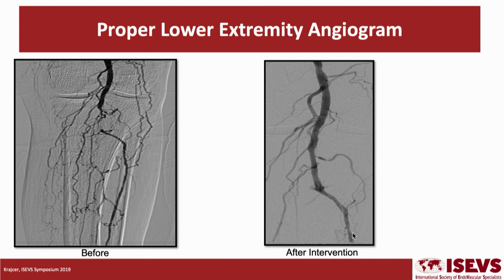Below the knee, we can see again imaging and importance of imaging in defining the lesion, like here in the distal popliteal artery and tibioperoneal trunk, before on the left-hand side and after the intervention. Again, magnifying the area of interest is extremely important during the intervention.